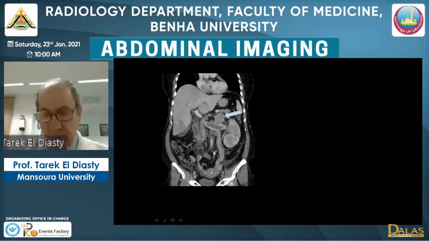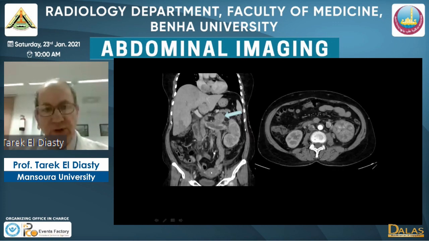And what about other features, other abnormalities? We can see here enhancement of this part. The coronal image shows this is a left gonadal vein. So there is tumor extension also in the left ovarian vein here. This is the additional findings.